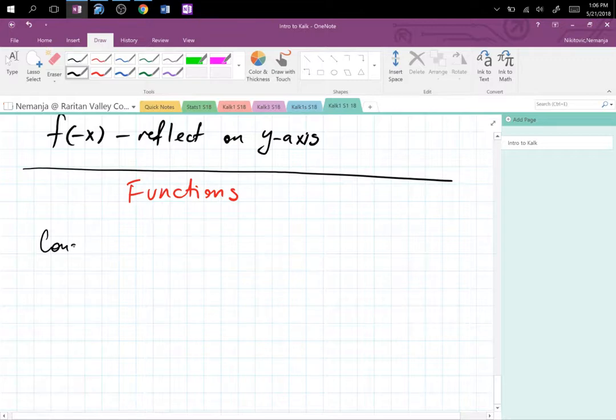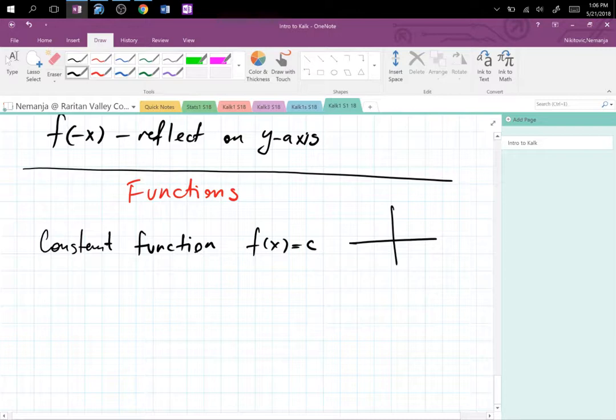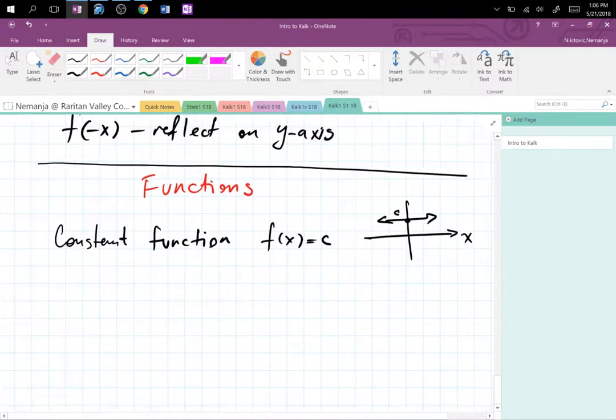Constant. Constant function is going to be f of x equals some number c. And that's just going to be a horizontal line through c, wherever that c is. Has to be somewhere.